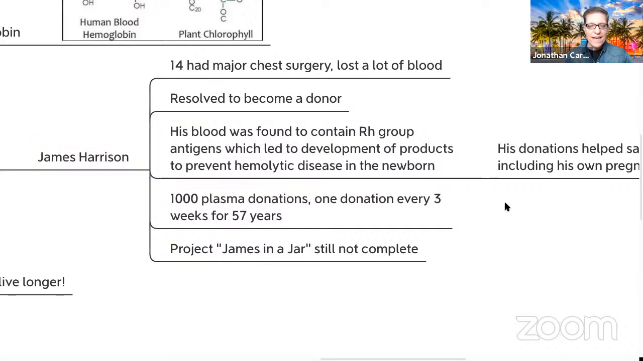And amazingly, he did 1,000 plasma donations. Now we know what plasma donations are. Plasma, we know what that is now. It's the water part of the blood. And when you become a plasma donor, you have to really sit there because they're actually taking out your plasma. And we know now, of course, that plasma is different from what you would get if you just took regular blood.